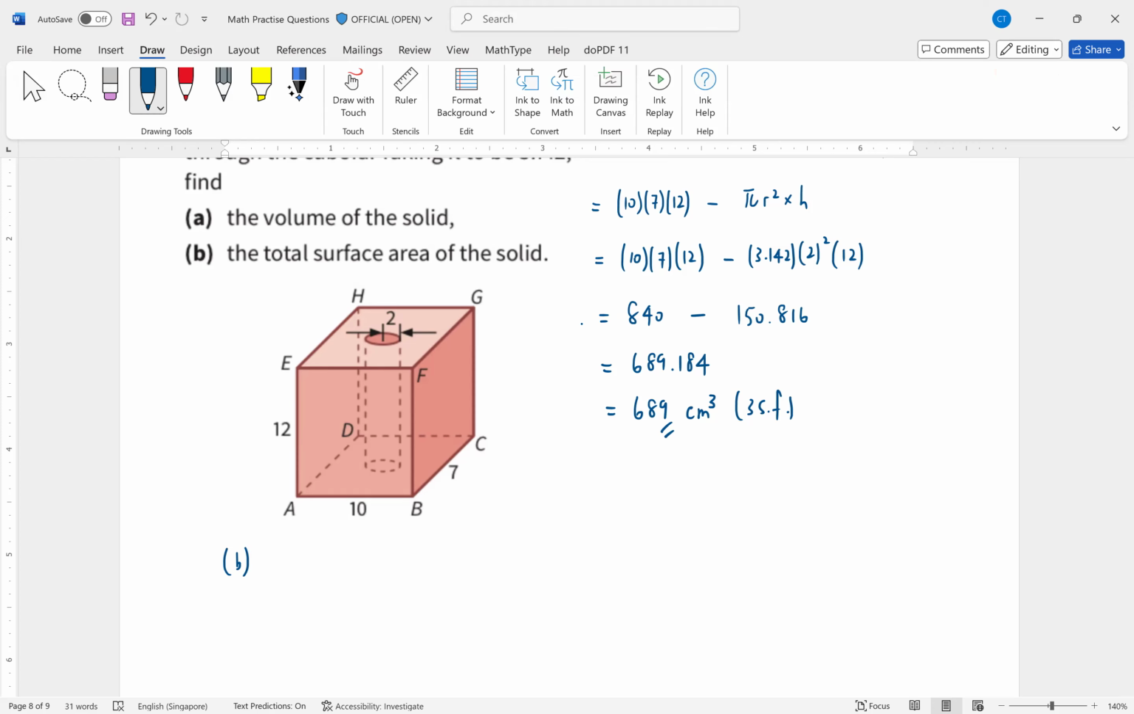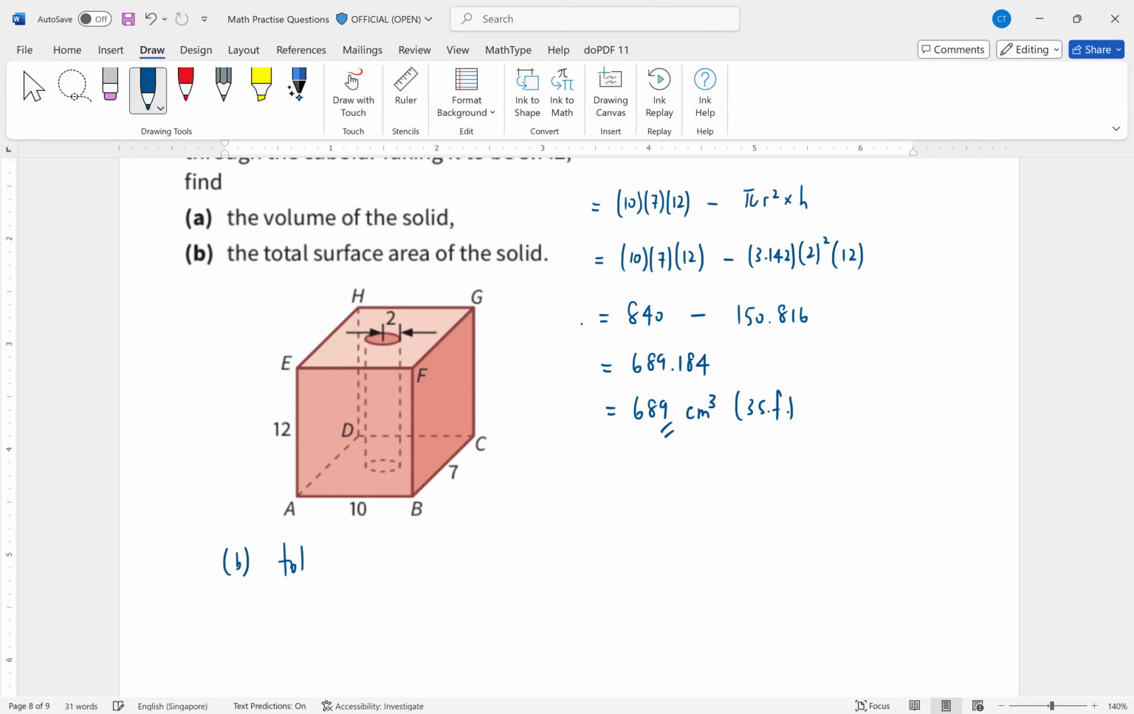For this particular case, it will be the front and the back faces, left and right, and then the top and bottom, as well as the inside that has been carved out, the curved surface area of the cylinder. So in total we need to add together 7 surfaces. Front and back.